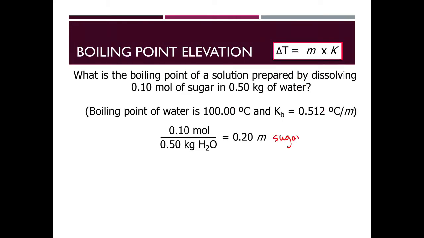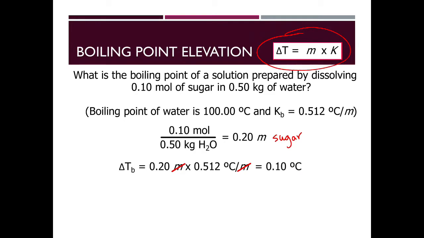Okay, and after we calculate the molality, then we can go ahead and calculate our change in temperature. So our change in temperature is going to equal our molality times our Kb. So up here, this equation up here, molality times K. So we take our molality, multiply that by our Kb value, our molalities cancel, and we get degrees Celsius. So you're not done though. This is how much the temperature changed. Okay, and so we are looking at boiling point elevation.